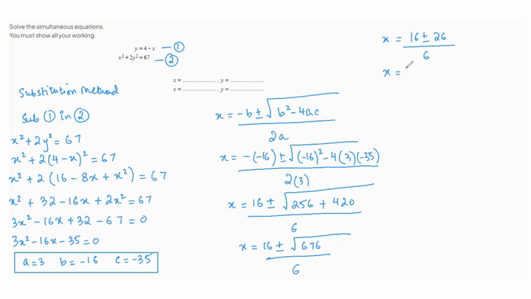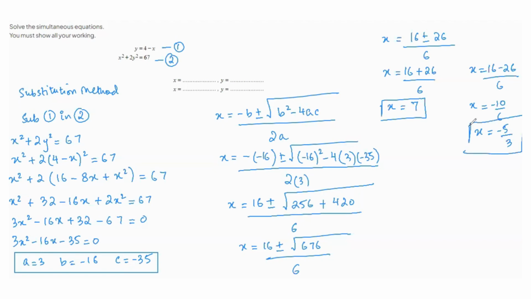Split this into two parts: 16 plus 26 over 6 and 16 minus 26 over 6. So 16 plus 26 is going to give us 42, and 42 divided by 6 is 7. So that is one value of x. And 16 minus 26 is going to be negative 10, so negative 10 over 6 is going to be negative 5 over 3. So let's write the x values.